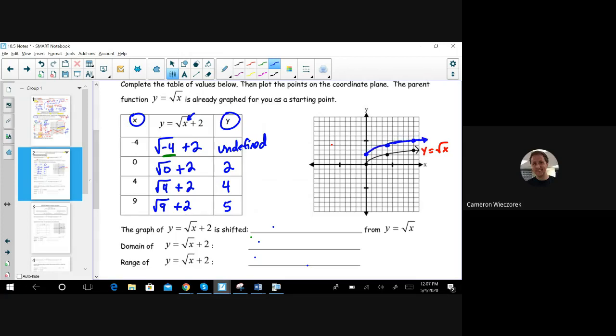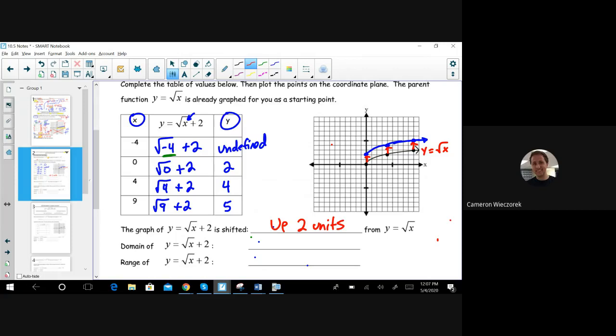So you'll notice, what did we do to all the dots we had before? All we did is we shifted them up 2 units. So my new graph is in blue. It just took all the dots I had on the graph already, and it just moved them up 2. So the graph of rad x plus 2 is shifted up 2 units from y equals rad x.